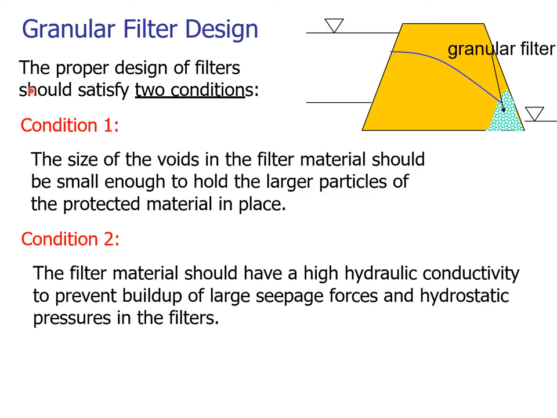So granular filter design. The proper design of a filter should satisfy 2 conditions. Condition 1, the size of voids in the filter material should be small enough to hold the relatively larger particles of the protected material in place. Condition 2, the filter material should have a high hydraulic conductivity to prevent buildup of large seepage forces and hydrostatic pressures in the filter. So you can see this is the dam cross section, and here we have provided the granular filter.